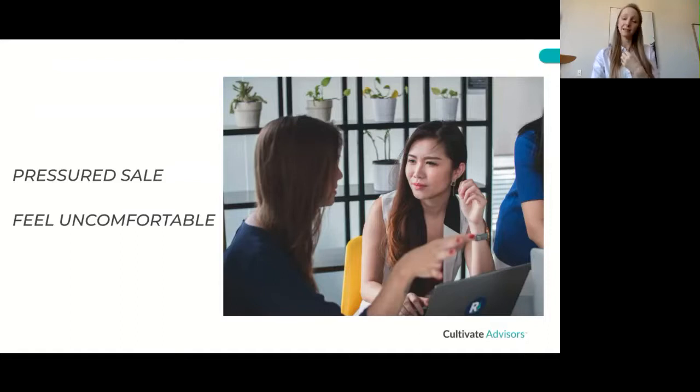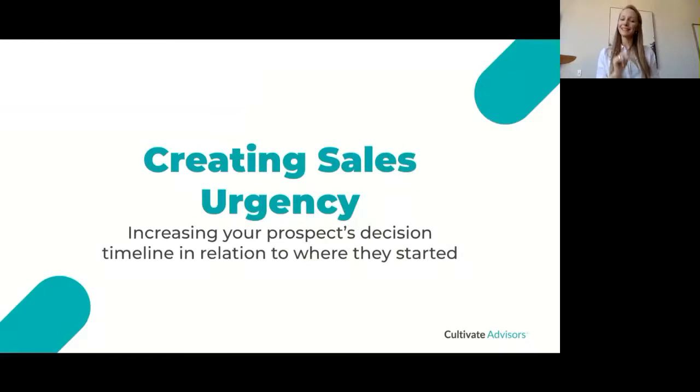So here's my definition of urgency that merges these two camps. Creating sales urgency is increasing your prospect's decision timeline in relation to where they started. Increasing the decision timeline in relation to where they started. So what does that mean?